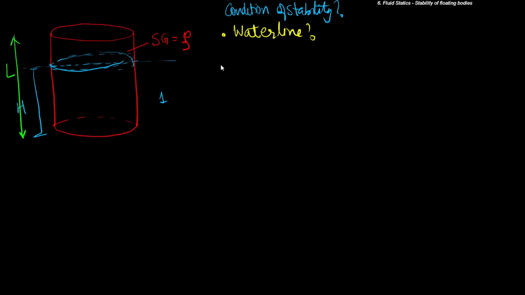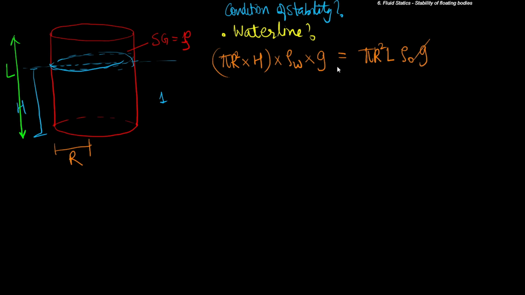So the submerged volume will be pi r square multiplied by h. So the radius is equal to r. So this is the submerged volume. This multiplied by the density of water times g, so this is the force due to buoyancy. This is equal to the weight of the object, and the weight of the object will be pi r square L rho object times g.